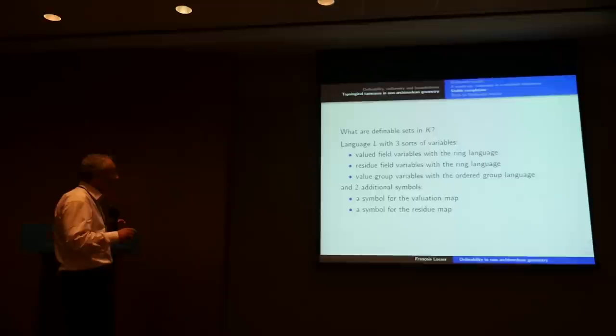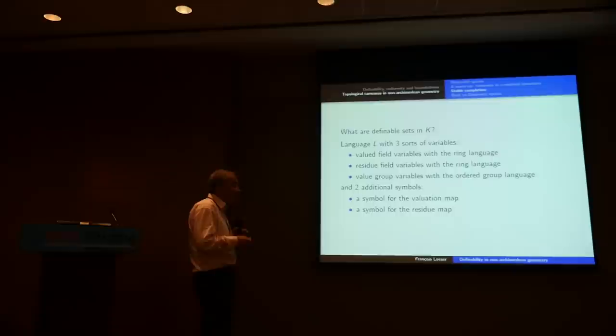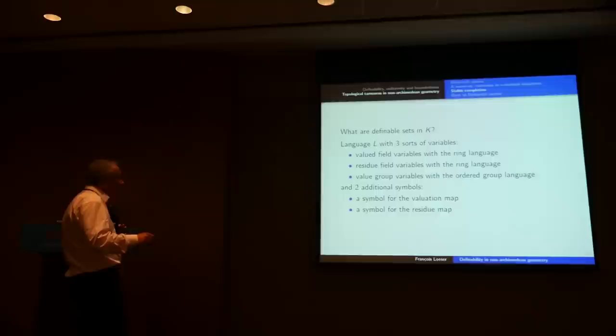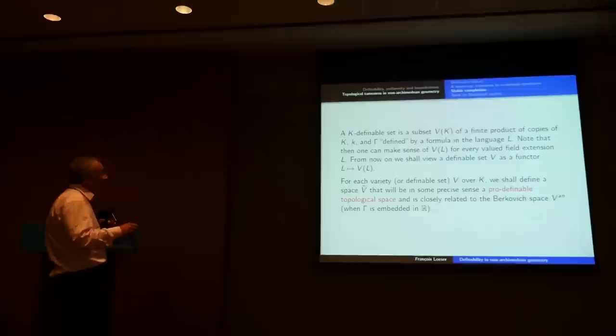So now I have to make more precise what the language is. There are three kinds of variables now. The first ones run over the valued field, and then you get the ring language. You have also the residue field, and you take the ring language again, and the value group, where you take the ordered group language. So on Gamma, you have this language where definable sets are piecewise affine sets. And you have two more symbols: the valuation map, which relates the valued field to the value group, and the residue map that relates the valued field to the residue field. Okay? So there are three sorts of variables. It's not exactly what I defined first, but it's very similar.